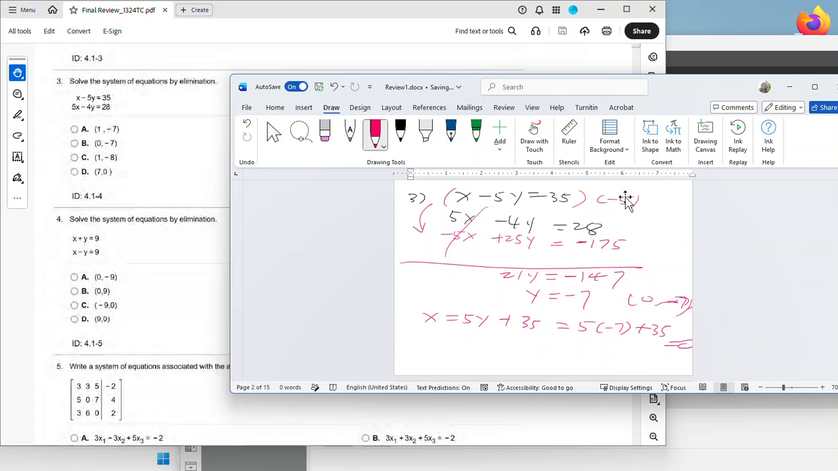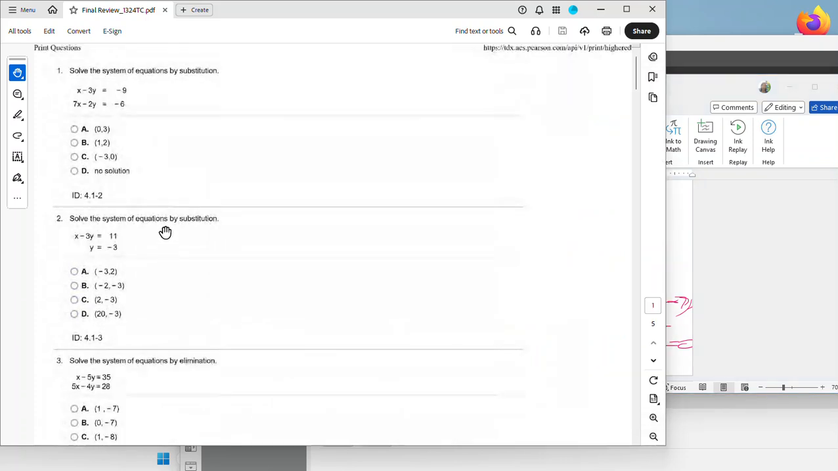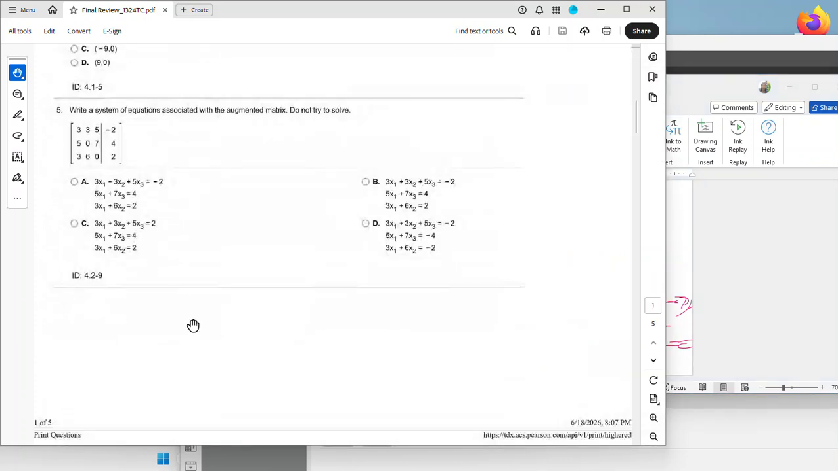Okay, so I make the first one multiply by negative 5. I have a negative 5x here, so I can cancel it out. All right, any questions? So this is called using the addition method. This is all done by hand.